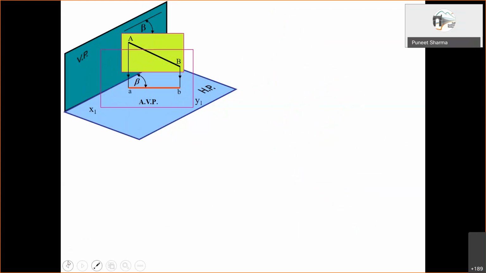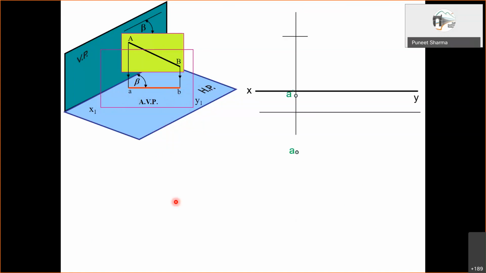So here we have the case where this line is parallel to this auxiliary vertical plane, right? Just like the previous case, here small a small b is parallel to this new x1 y1, right? There it was with reference to the front view, here it is with reference to the top view. Now let us consider the drawing for this first. So let me bring down all the information. Here we have the front view and top view for this case, whatever is shown over here.